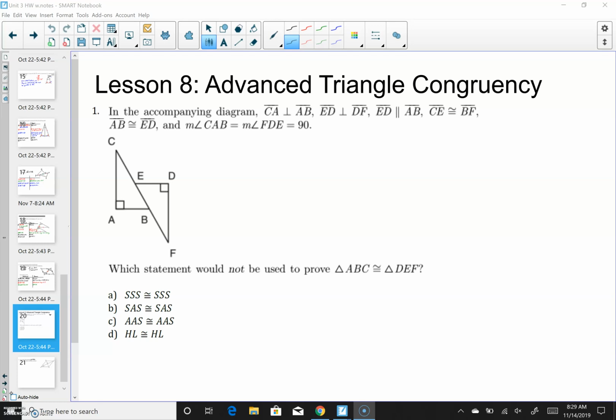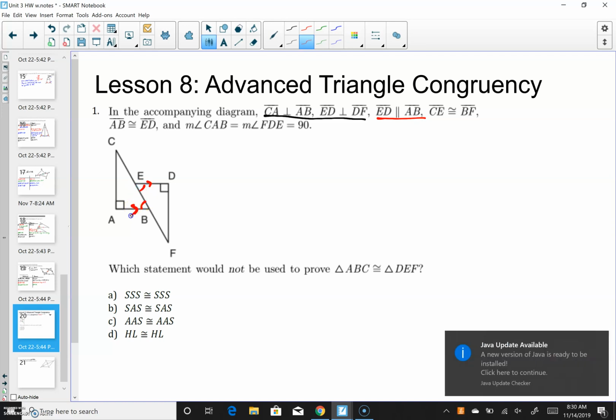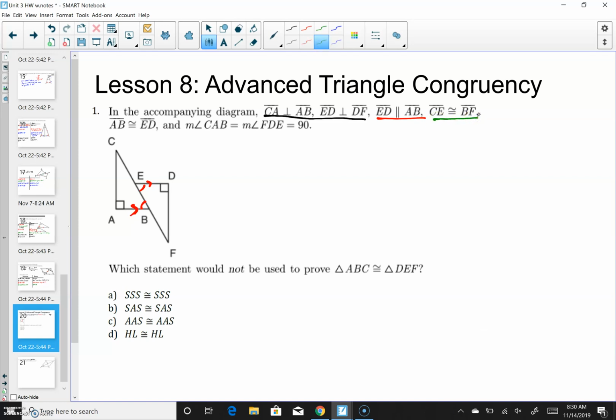In the accompanying diagram, CA is perpendicular to AB, ED is perpendicular to DF. And you can see that they already marked our right angle, so we're good with that piece. Then it tells us that ED is parallel to AB. So usually what that creates for us is some sort of alternate interior or corresponding angles, and in this case, right there are going to be our corresponding angles. And our last piece here is that CE is congruent to BF.